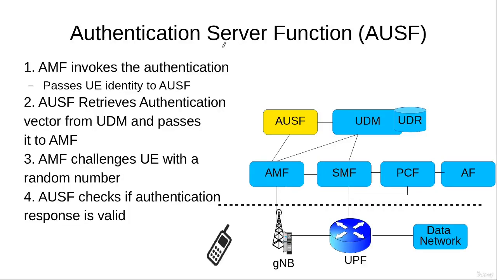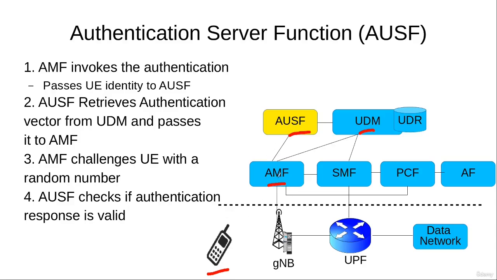Now we come to the authentication server function or AUSF. Whenever user equipment wants to register itself with the network or it wants to make a call, it needs to be authenticated. And this authentication process is initiated by the AMF. But in order to complete this authentication process, two other entities are also needed. One is the UDM and the other is the AUSF.